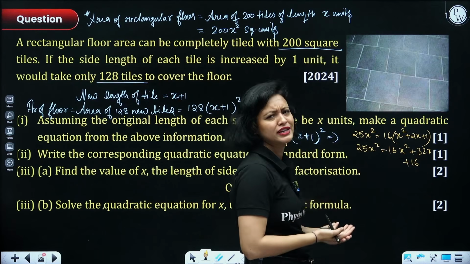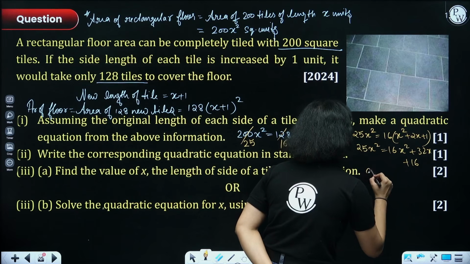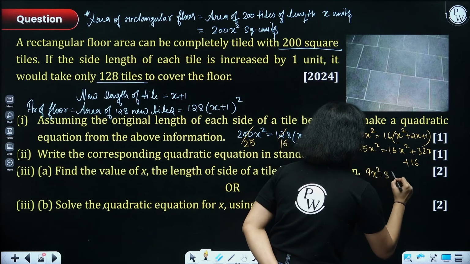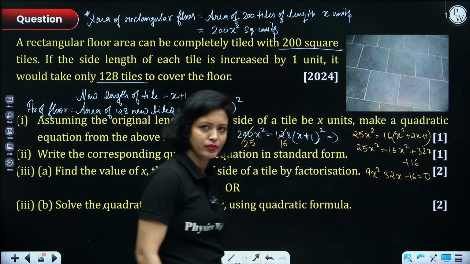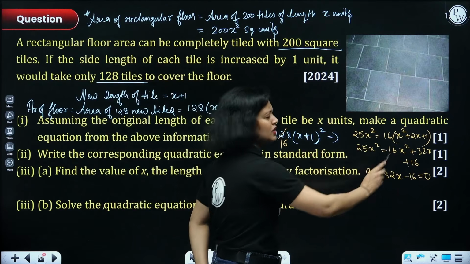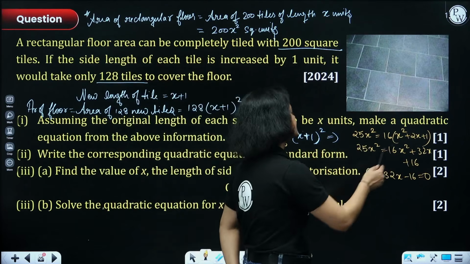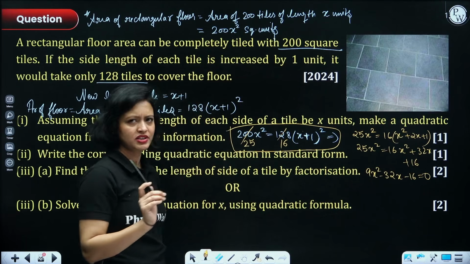Let's keep the coefficient of x square not negative. So 25x square minus 16x square would be 9x square minus 32x minus 16 is equals to 0. So this is the quadratic equation, everyone. You could have left it like this also, 25x square is equals to... marks won't be deducted because they simply wanted you to establish this fact.